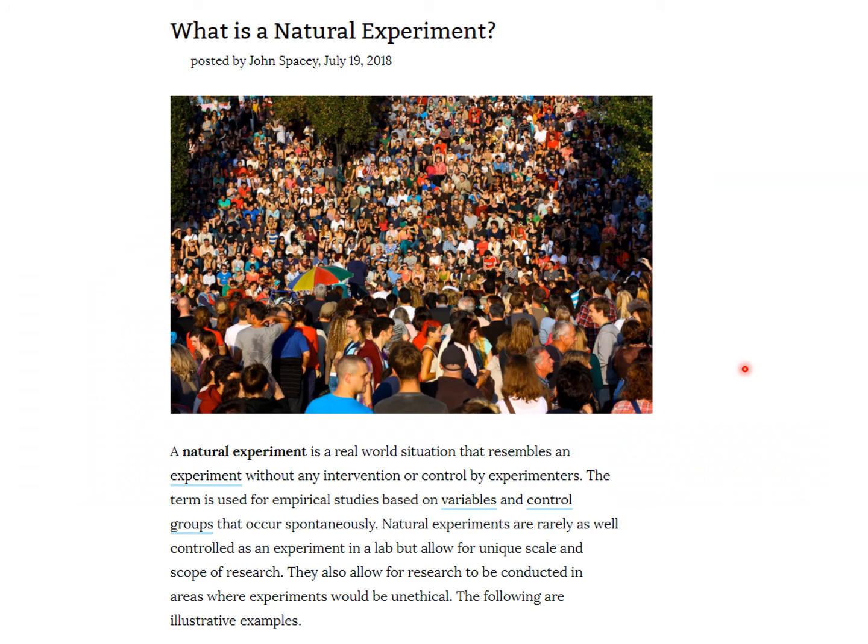So what you'll see is that these are referred to as natural experiments. And I found this definition, I think it's pretty good. A natural experiment is a real world situation that resembles an experiment without any intervention or control. The term is used for empirical studies based on variables and control groups that occur spontaneously. So basically, there are conditions in the real world where we can go out and say, okay, there's different groups here, or they're located in different locations, and we can use that as sort of control groups and perform our tests. And that's, in a broad sense, how we do things in biogeography.